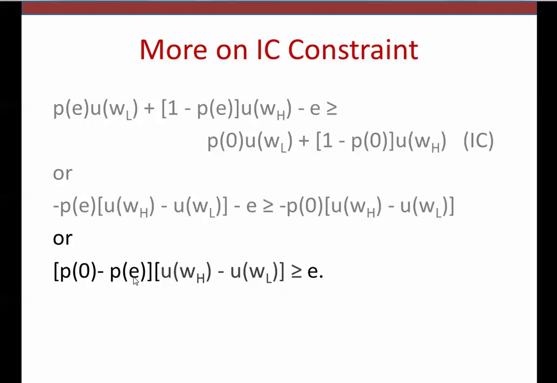P0 is bigger than PE. E is positive. So that means U of WH has to be bigger than U of WL. And of course that implies that WH is bigger than WL. So for incentive compatibility, the agent gets more in the high output state. The agent bears some risk as a consequence.